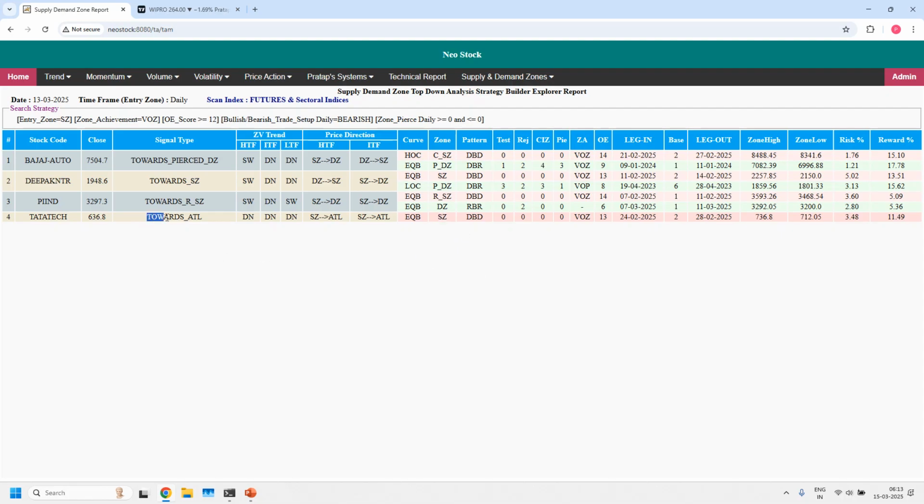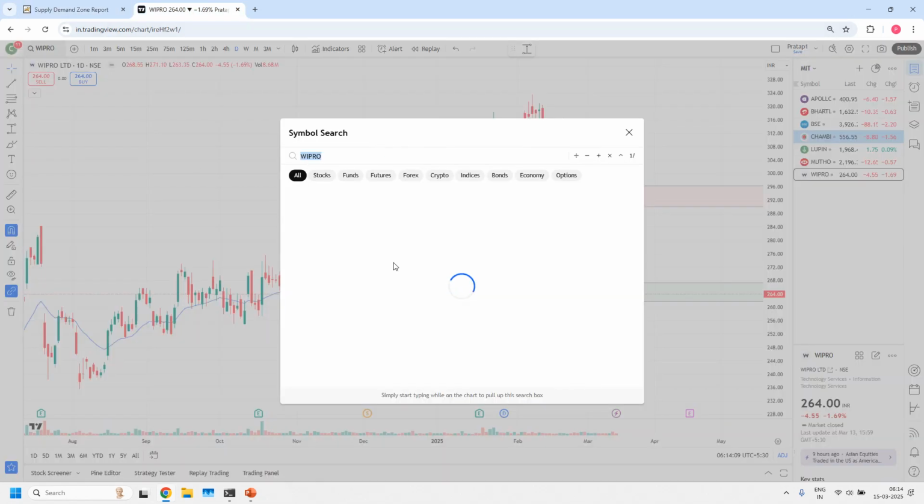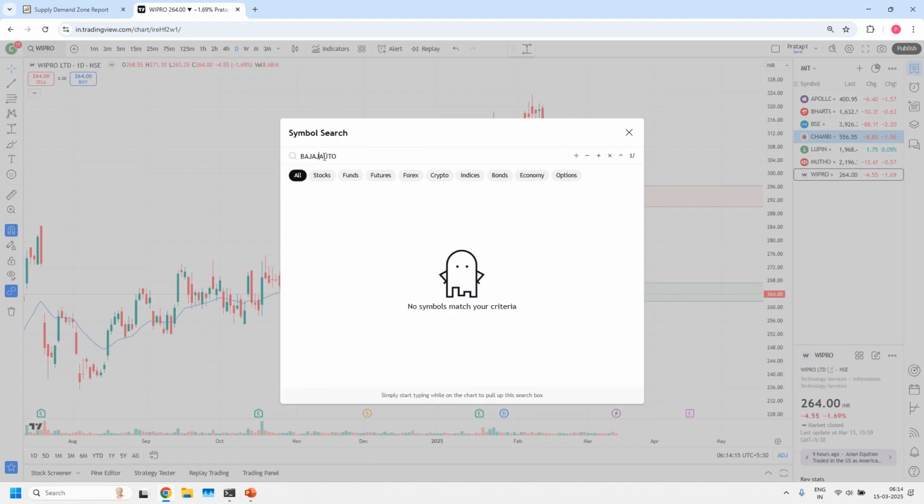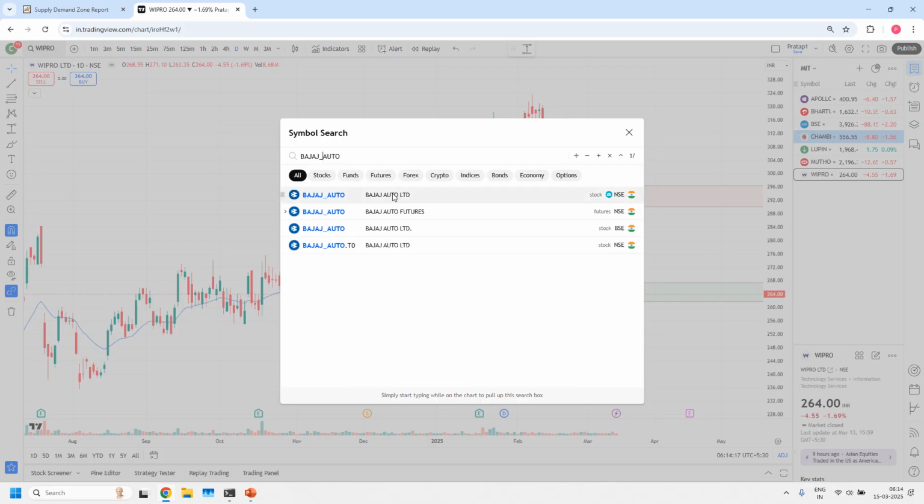See here, the price signal direction is telling us prices are moving towards the all-time low. ATL means all-time low. Okay, now first let us draw these zones. Where is the supply zone? High liquidity supply zone. This is on 21st February. So, Bajaj Auto.